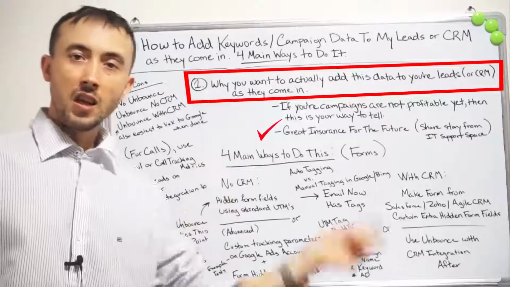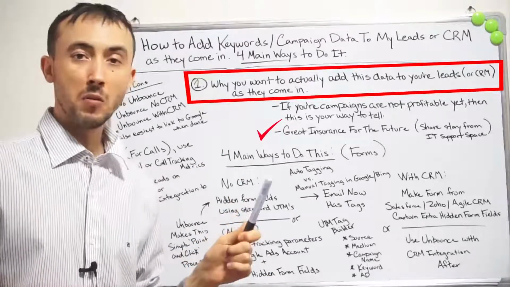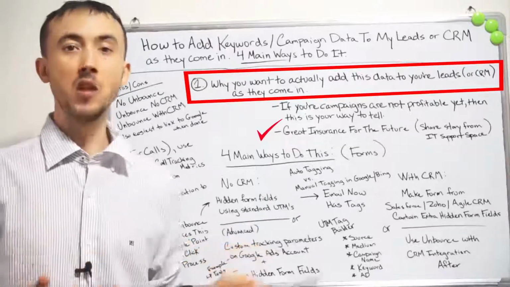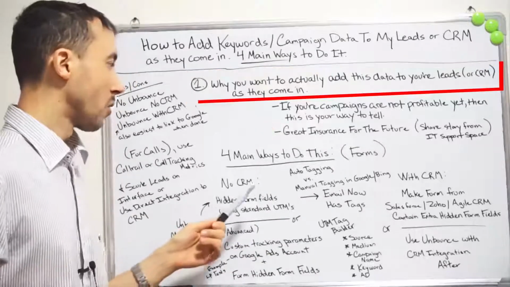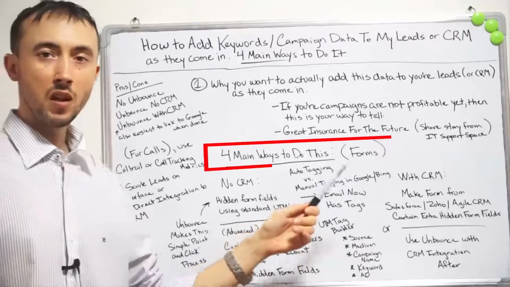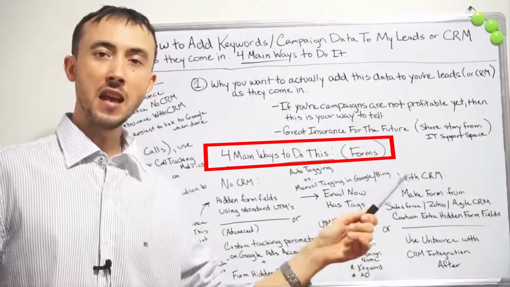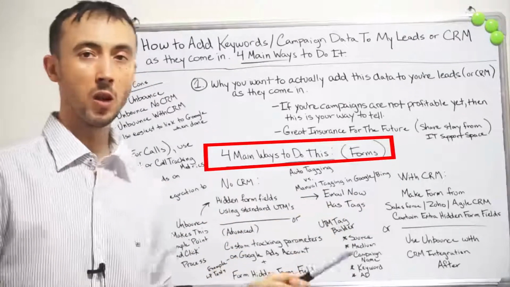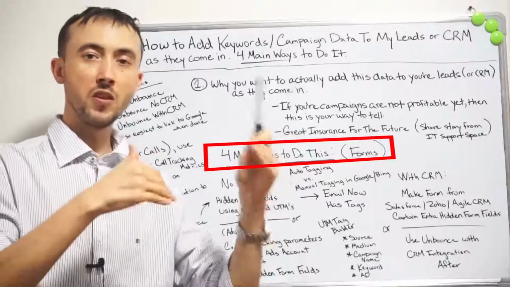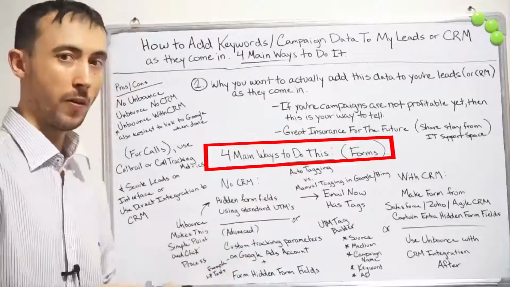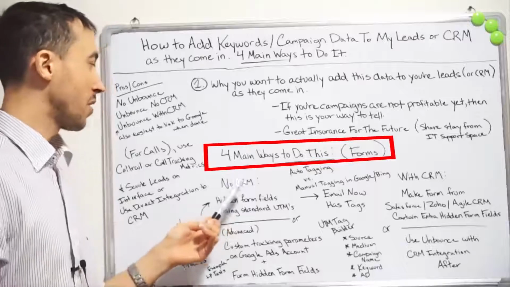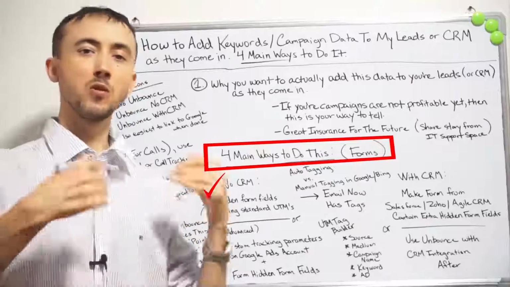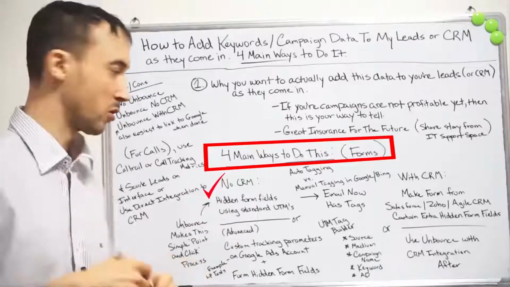So anyway, getting into the meat of this, there's 4 basic ways to have campaign data tied in with your lead as it comes in, so you have it when you eventually need it. So there's forms where we're going to collect the campaign metadata with the lead, and there's also calls. I'm going to start with the forms: how to get, when the form's submitted, the keyword, the campaign name, the ad name, and so on. Within the forms, I'm going to talk about if you have no CRM, or if you're using a CRM like Salesforce, Zoho, Agile CRM, and so on.